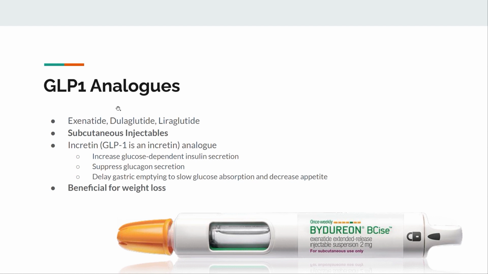GLP-1 analogs like exenatide are a subcutaneous injectable, and basically they do the same thing as DPP-4 inhibitors, but they actually do it a little bit better. So they increase the secretion of insulin, they reduce glucagon, and they slow down gastric emptying, which prevents those hyperglycemic spikes when you eat because your food is more slowly absorbed. And they promote weight loss.